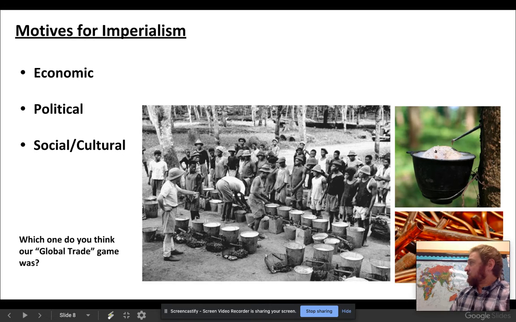Political would also be to expand your empire, to have all kinds of territory all over the world where your reach and influence is everywhere. And then finally, I briefly mentioned changing a culture to make it adopt the customs and rules or languages of the mother country. That's cultural motivation. We'll get more to that later in the week.